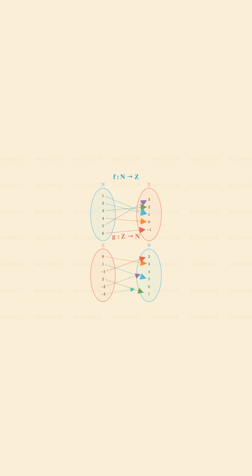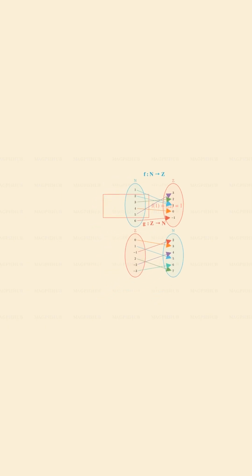JEE Advanced 2025, Mathematics, Question 6. Let us visualize the two functions with mapping diagrams. Function f maps natural numbers to integers, and function g maps integers to natural numbers. Notice that f of 1 and f of 2 both equal 1. Two different inputs map to the same output. So f is not 1-1.